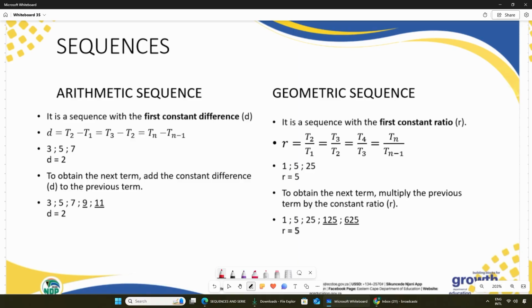Okay, now let's go straight to the arithmetic and the geometric sequence. An arithmetic sequence is a sequence with a constant difference, where the constant difference is denoted by D. To determine D, it is term 2 minus term 1, or term 3 minus term 2, or any next term minus the previous term. Now, if you have an arithmetic sequence, you have to make sure that the consecutive terms give you a constant difference.